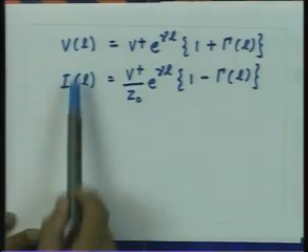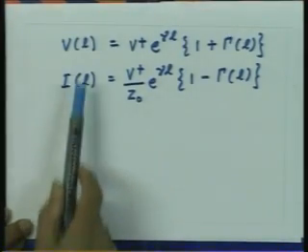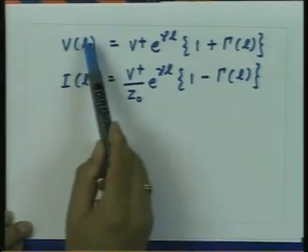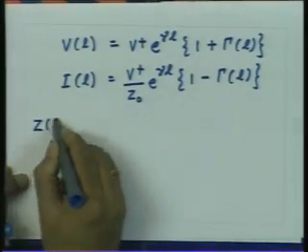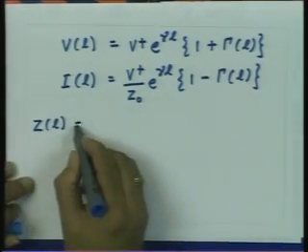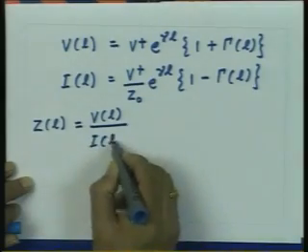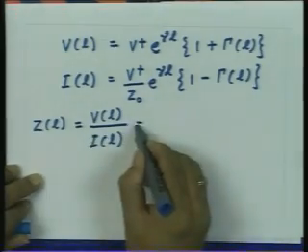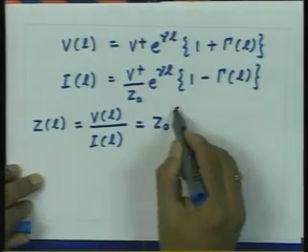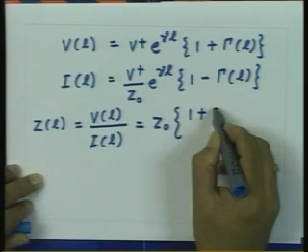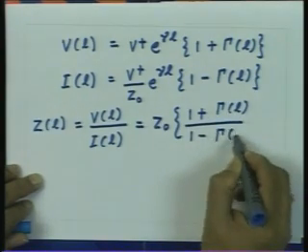Once we get the voltage and current at any location, we can now find out what is the impedance at that location. So, we can divide this equation by this. So, we will get the impedance measured at a location L on the line, which is V at that location divided by current at that location. This will be equal to, V plus e to the power gamma L will cancel, so you will get Z naught into 1 plus gamma L divided by 1 minus gamma L.